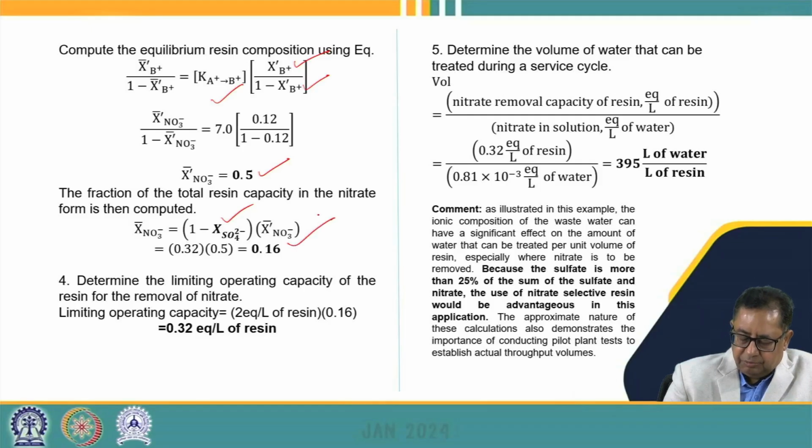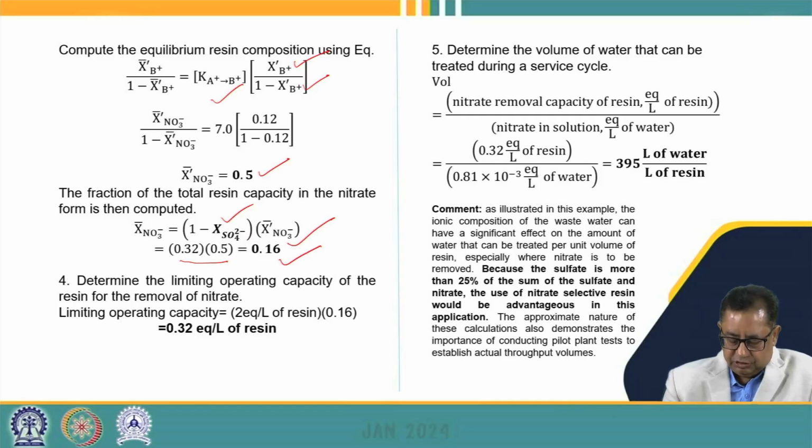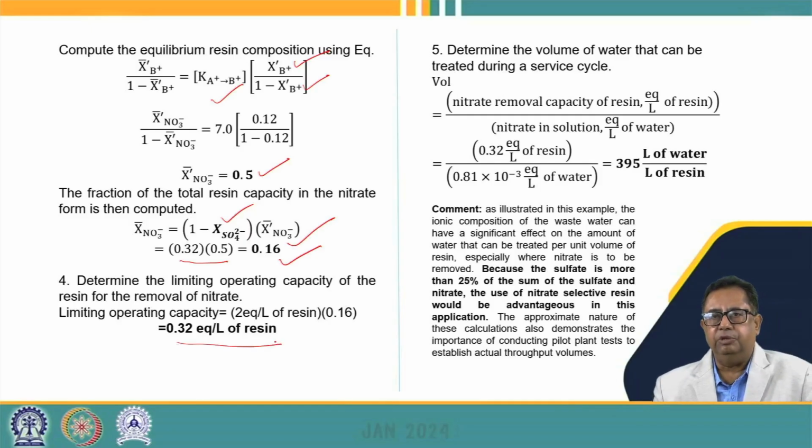So we multiply it, because in competition with the chlorides and sulfate, only 0.5, that is 50%, will be occupied by nitrate. So 50% of the 32% will give us around 16% of the sites now being occupied by the nitrate in the presence of our sulfate, right? So you can see that the capacity has reduced a lot. Around 0.32 equivalents per liter of resin is the limiting operating capacity, and we can now calculate that we can only treat around 395 liters of water per liter of resin, in comparison to the earlier case where we can treat more than 1000 liters of water per liter.